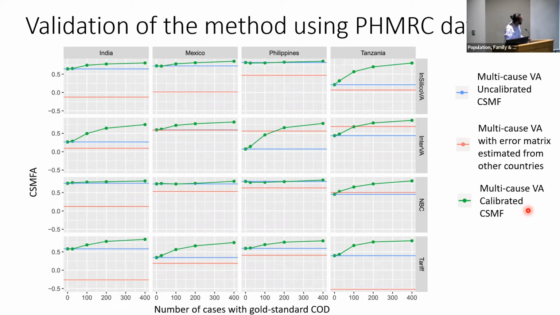But as you can see, even at 100 sample size for the misclassification matrix, we get considerable improvements over the blue line for most of the countries, and at 200 and 400 sample sizes, we get quite a big improvement for most of the countries. If you look at the gap between the green and the blue lines, the red line is calibration based on the misclassification matrix estimated from the other 3 countries. This one performs a little bit erratically. Sometimes it does better than the blue line. Sometimes it's much, much worse. So that just shows there's a lot of heterogeneity in the error matrices across countries. And this is an important point for the project going forward.